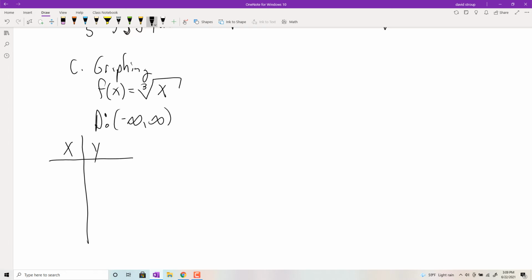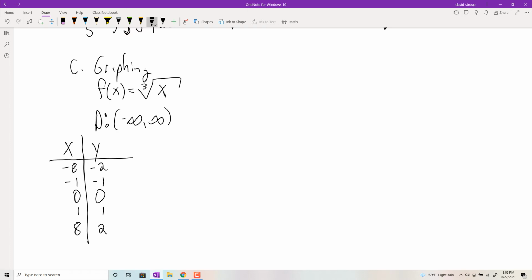Okay, so I'm going to start with numbers that I could take the cube of, like negative 8. Cube root of that is negative 2. What else? Negative 1, I guess. Cube root of that is negative 1. 0. What times what times what is 0? That's just 0. 1. And then 8 again.